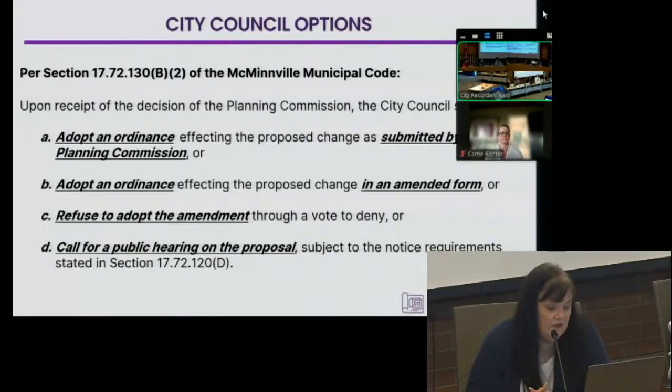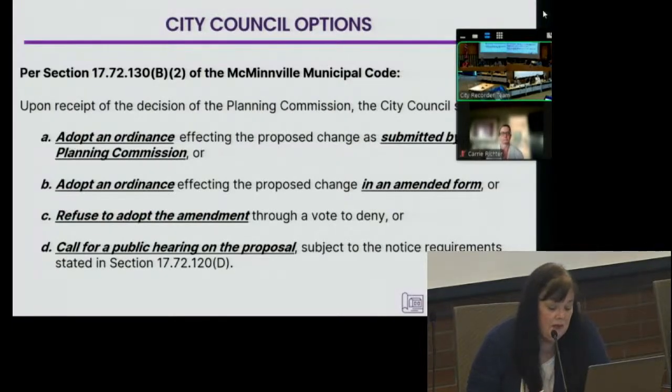So, the options in front of you: when the Planning Commission makes a recommendation to you, we bring it as an ordinance with that recommendation. You then have the opportunity to adopt that ordinance as recommended by the Planning Commission. You can adopt an ordinance in an amended form, so you can say, I want to change this part of this exhibit, the zoning ordinance or a comp plan policy. You can refuse to adopt the amendment through a vote to deny, and that stops the program.